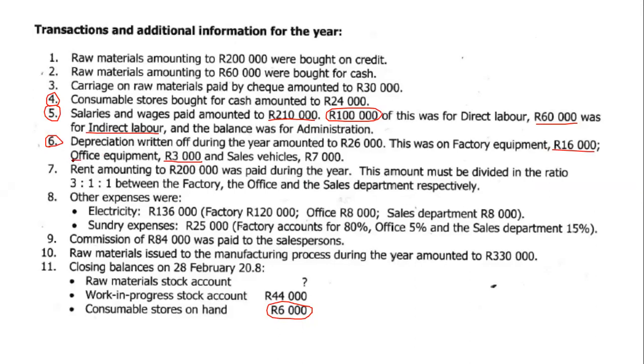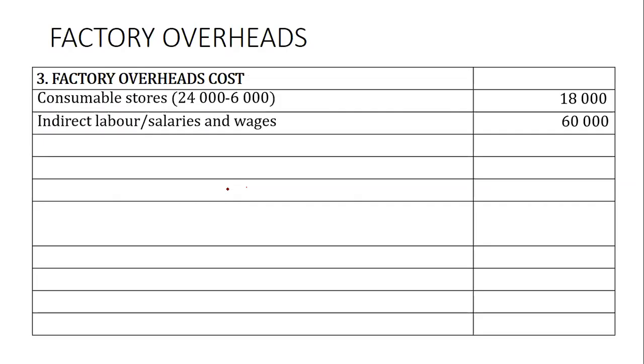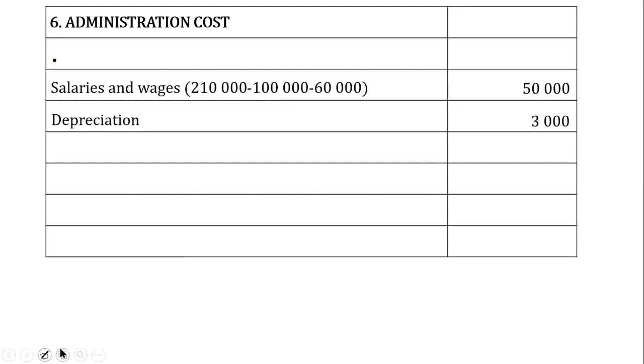So the 16,000 goes to factory overheads. You're right about that. The only thing that you got wrong is the 3,000. The 3,000 goes to admin, and the 7,000 will go to selling and distribution. We good. Hence, under factory overheads, we will have depreciation of 16,000, and under administration, we will have depreciation of 3,000, and under selling and distribution, we will have depreciation of 7,000.